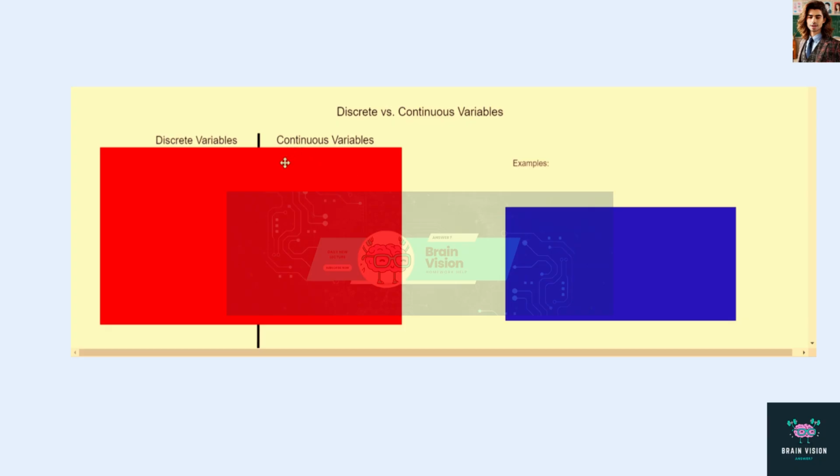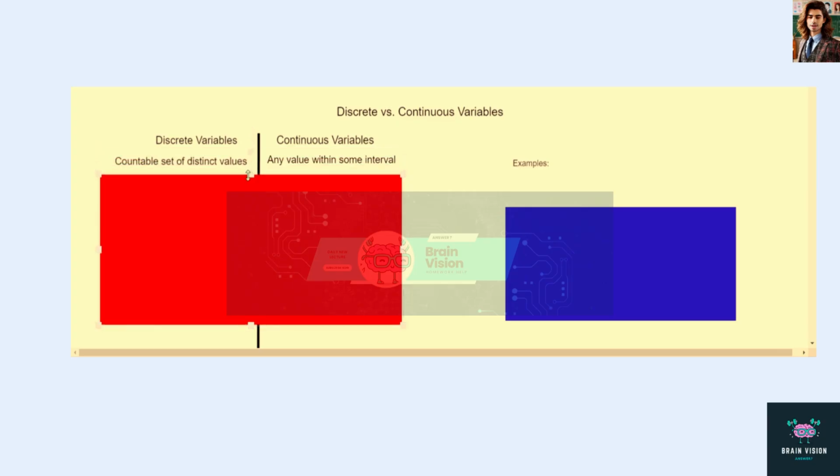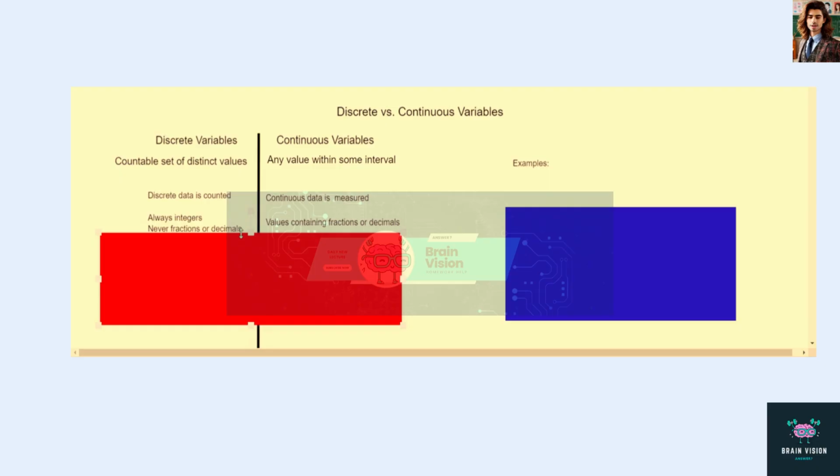So to start with, discrete variables have countable sets of distinct values, whereas continuous variables can be any value within some interval. Discrete variables are data that is counted, whereas continuous data is measured, which leads to continuous data having fractions or decimals. It's just whatever the value is that we are measuring, whereas discrete variables are always integers. They can never be fractions or decimals because it's just not how you would count the things you're looking at.